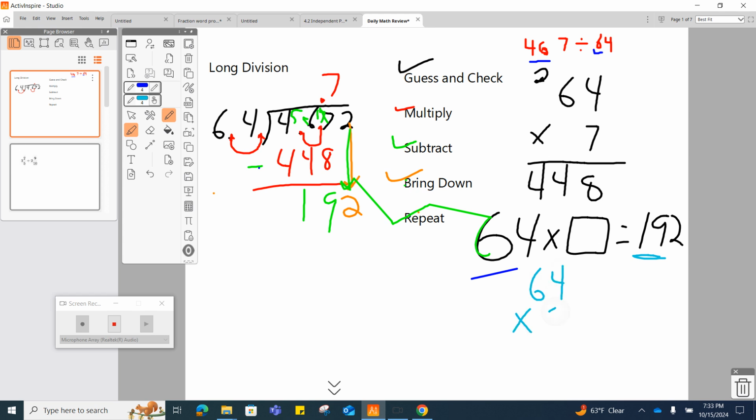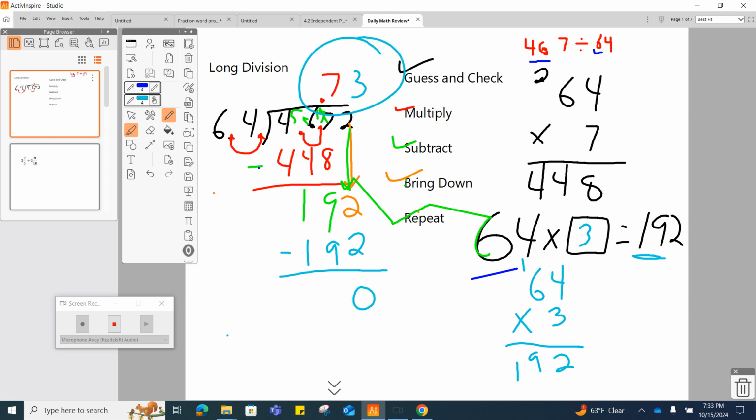4 times 3 is 12. Carry the 1. 3 times 6 is 18 plus 1 is 19. So 3 is correct. 3 times 64 we just did is 192. That's my multiplication. Subtract. There's nothing else to bring down. So the answer is decimal point 0.73 or 73 100ths. Okay.